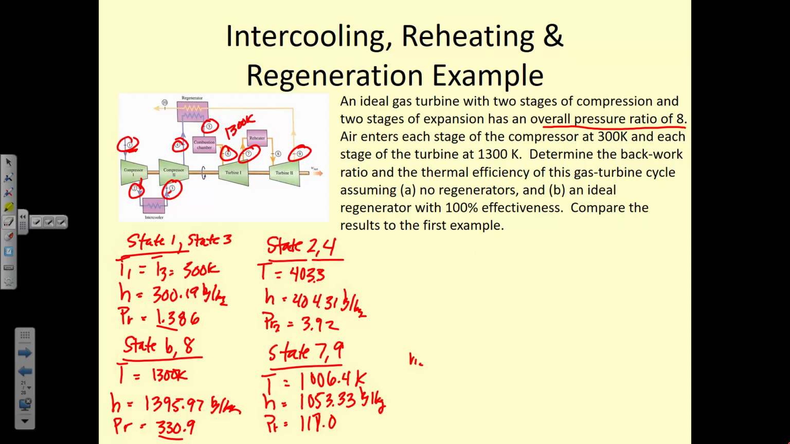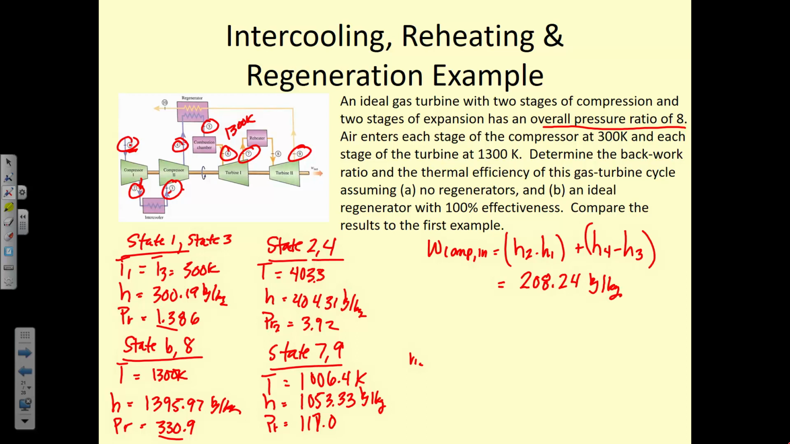Okay, so now we're looking at the work of the compressor in is equal to H2 minus H1 plus H4 minus H3. Those two compressors together give us all of our compressor work. We have all of those values, so the compressor work in is equal to 208.24 kilojoules per kilogram. And this is case A, so we're assuming that there's no regenerator right now.